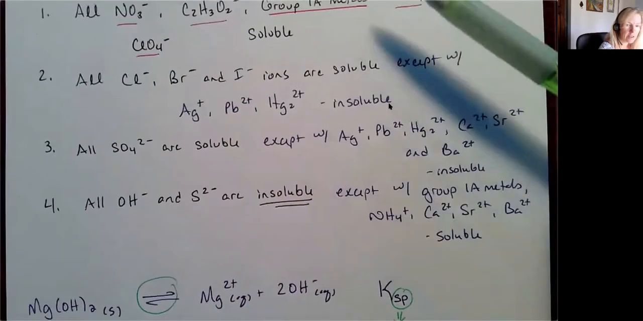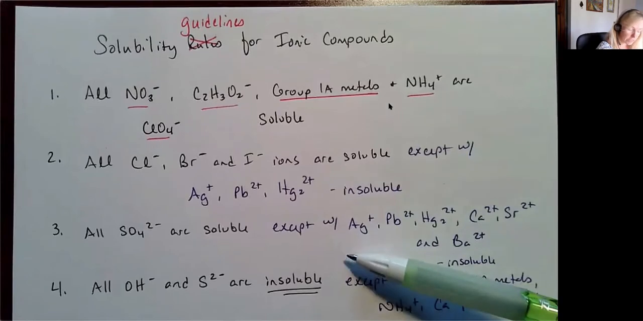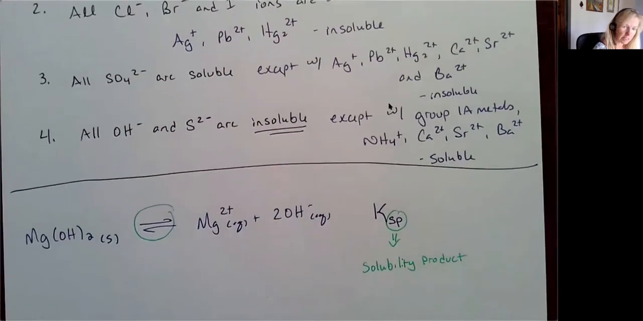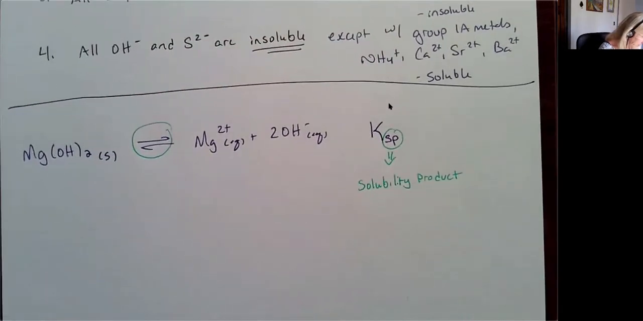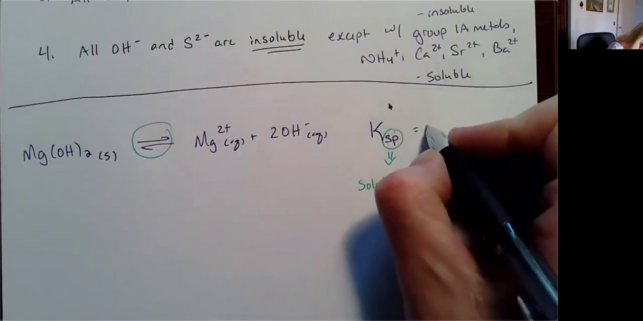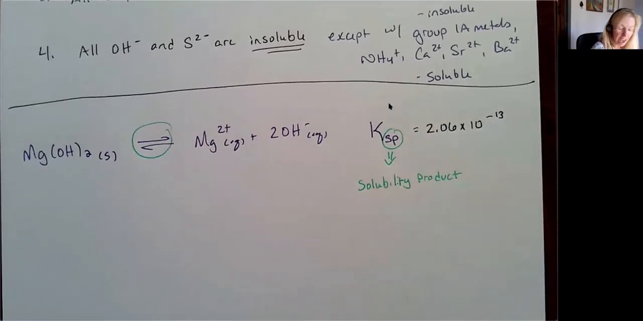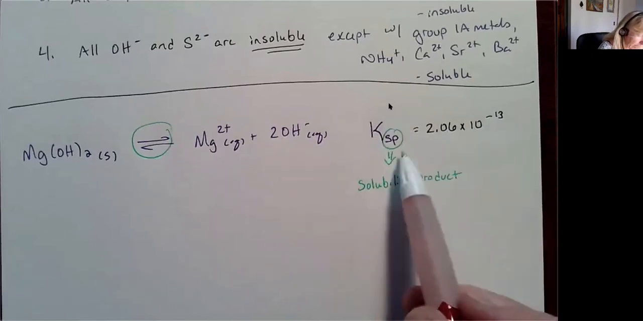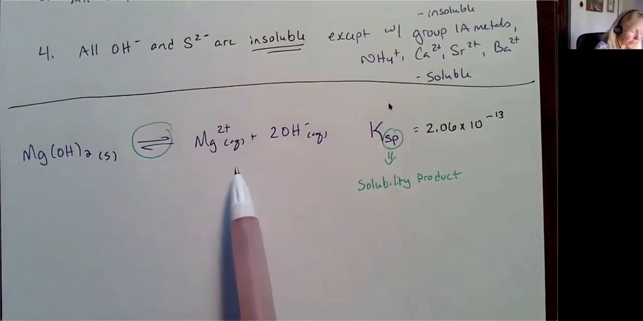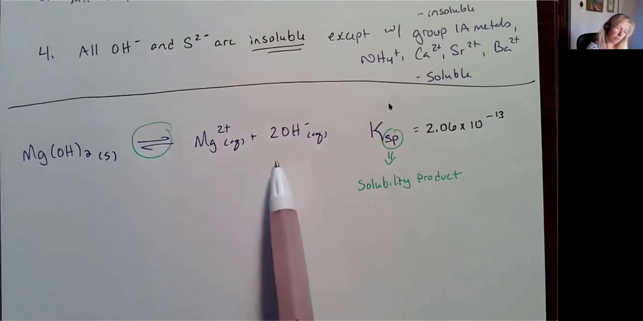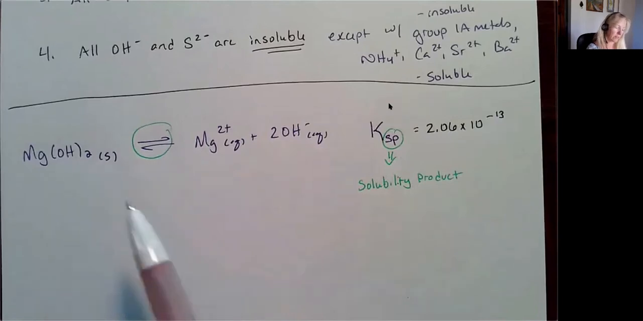If I go by my hard and fast rules that I learned in Gen Chem 1, I would say it's not soluble, but now we're in Gen Chem 2, we're going to move past these very finite lines and look at what's really happening. So my Ksp for this, if I look that value up, is 2.06 times 10 to the minus 13. So I have a Ksp value, which means this is happening in water. There is some amount of magnesium ions and some amount of hydroxide ions being formed if I have solid magnesium hydroxide in solution.